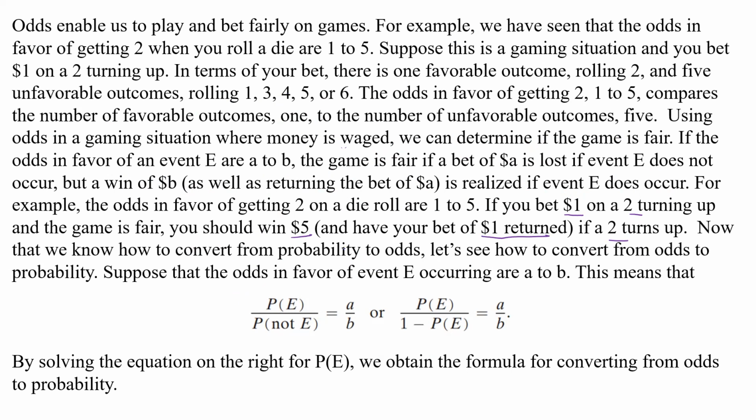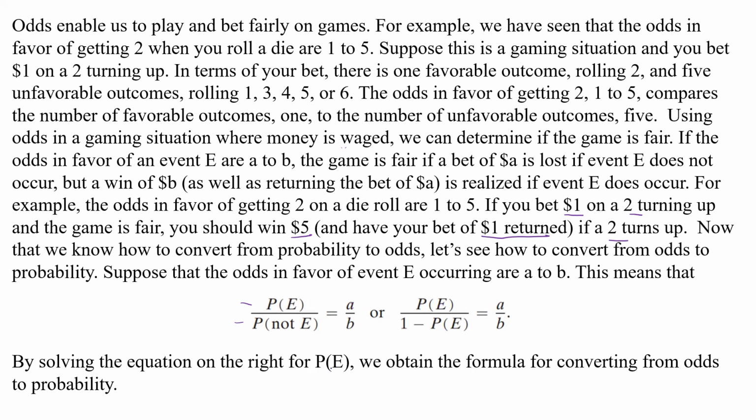Okay, so we've gone one way, from odds to probability. Now let's go the other way. Suppose the odds in favor of an event E occurring are A to B. And again, it doesn't matter what A and B are here. This means that the probability of E divided by the probability of not E is A to B, or the probability of E over 1 minus the probability of E is A to B.